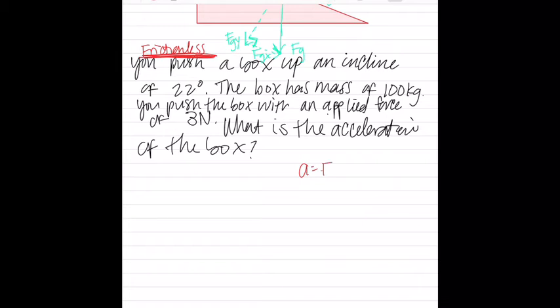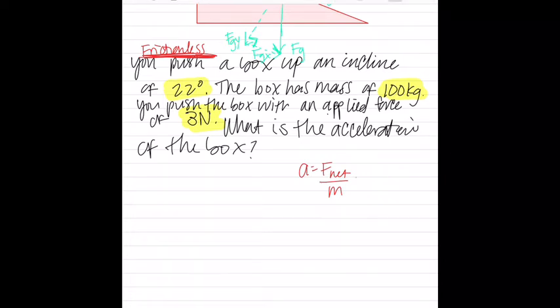Acceleration is equal to F net divided by mass. Well, let's go back to our question and see what information is given in the question. I'm given 22 degrees, I'm given 100 kilograms, and 3 newtons. Okay, so the 3 newtons is applied force. You can't really use it at this very second. I do have 100 kilograms though.